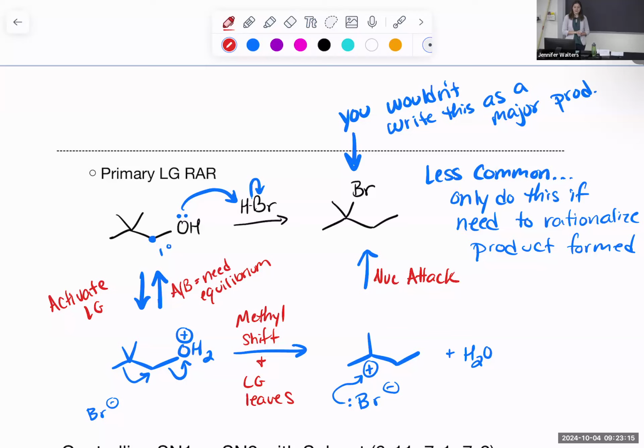So this is that example of a primary leaving group with a quaternary carbon next door, how you can end up with that alkyl shift to get to a tertiary carbocation. But again, this wouldn't be your major product. This isn't the product that you would draw if you're predicting a product. This is only how you would draw the mechanism to rationalize the fact that you saw a rearrangement. So how do you get a rearrangement without being able to draw a primary carbocation? You show it happening in one step. Cool.